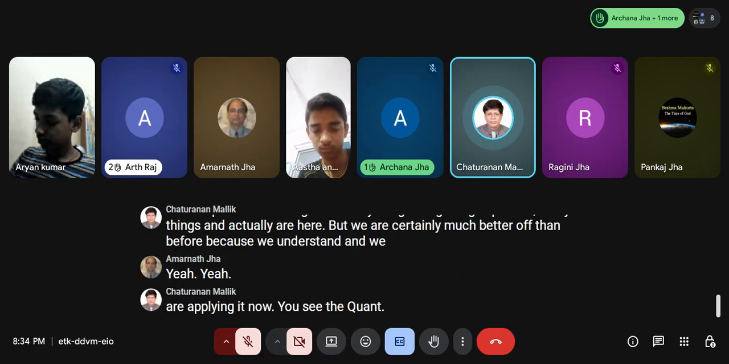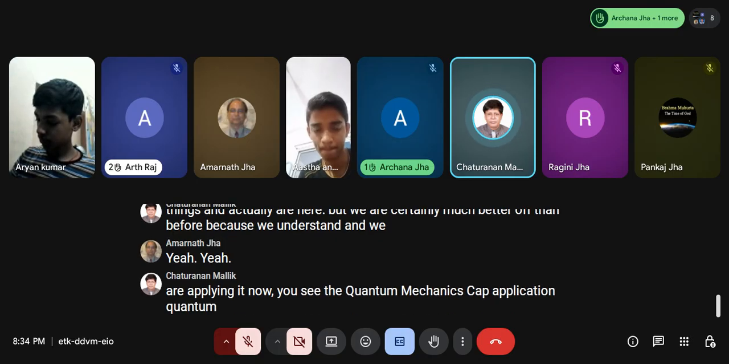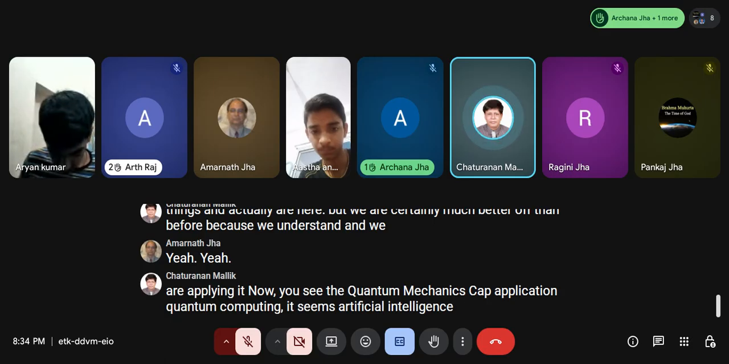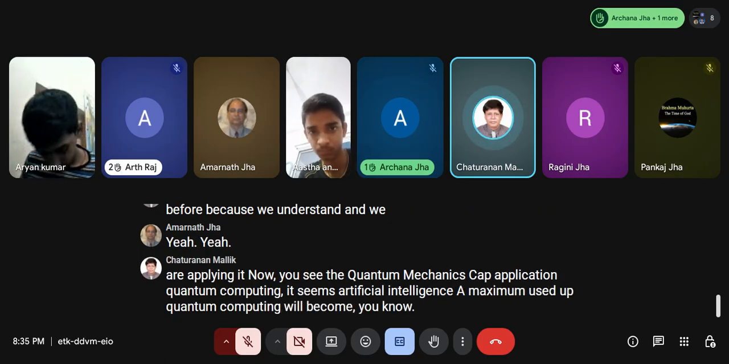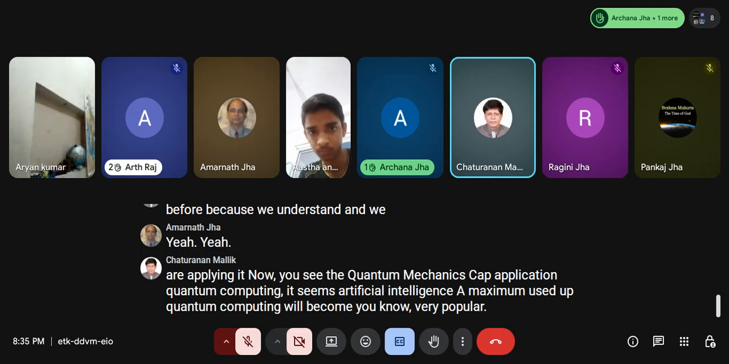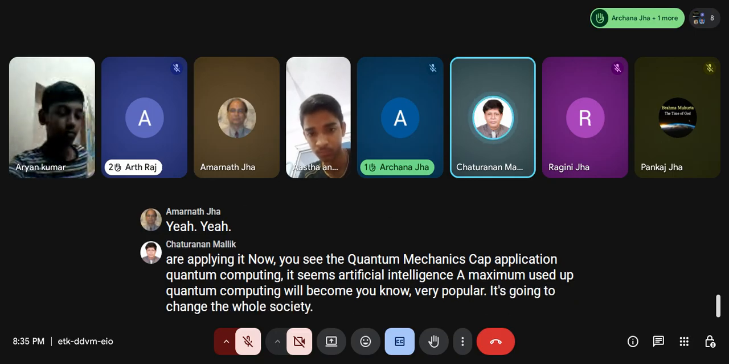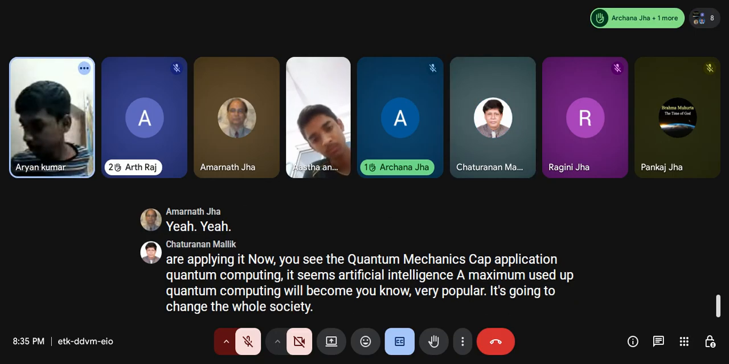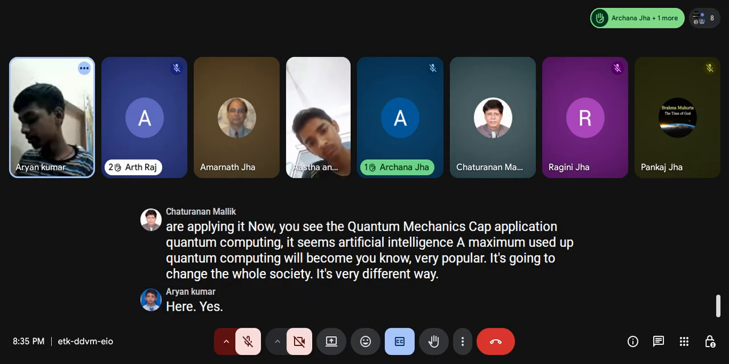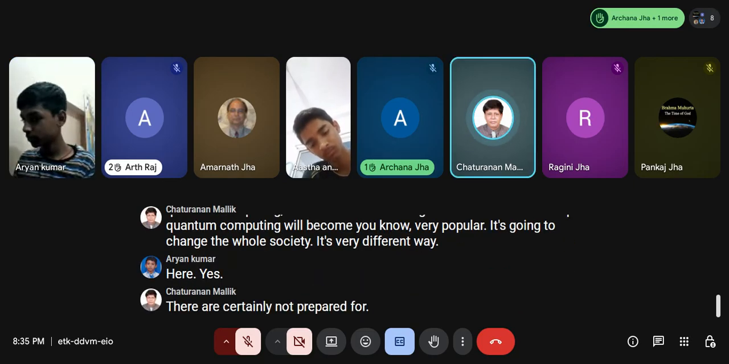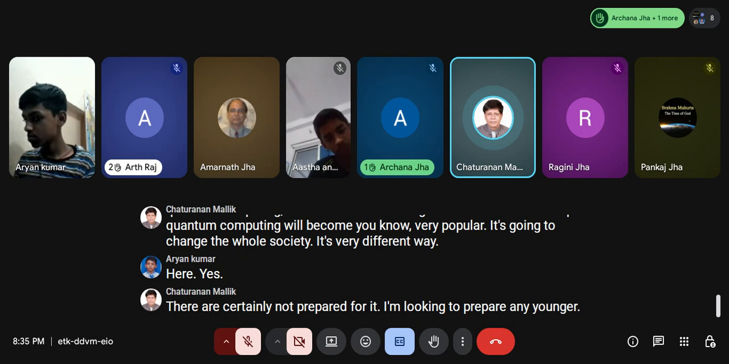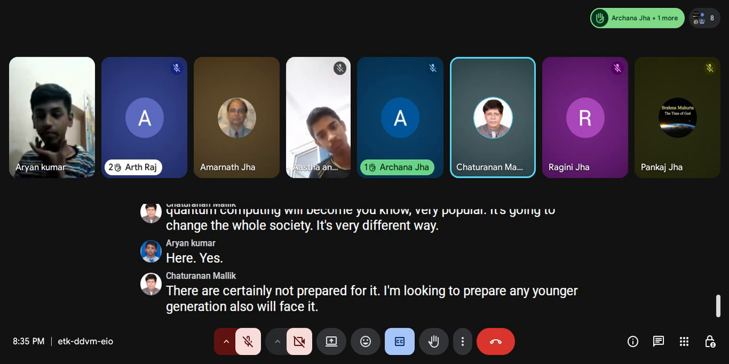Now you see the quantum mechanics application in quantum computing. It seems artificial intelligence will be used to the maximum when quantum computing becomes very popular. It's going to change the whole society in a very different way. Yes, sir. We are certainly not prepared for it. We are not prepared at all, and the younger generation also will face it.